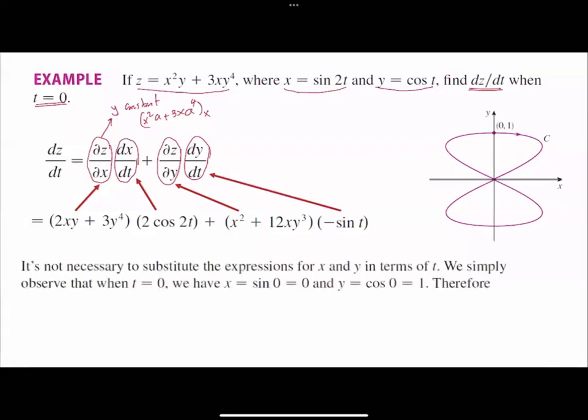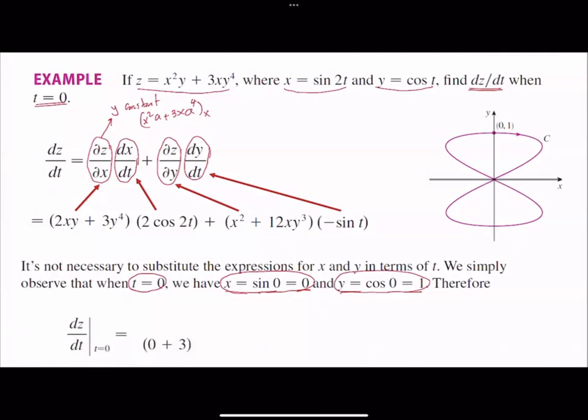Okay, it says t must be equal to 0. So when t is equal to 0, remember x is sine 2t. So you end up with sine of 0, which is 0. What about y? y is cosine of t. So when you plug in 0 for t, you end up with cosine 0, which is just 1. So when t is equal to 0, your x is 0, your y is 1. Let us do the substitution.